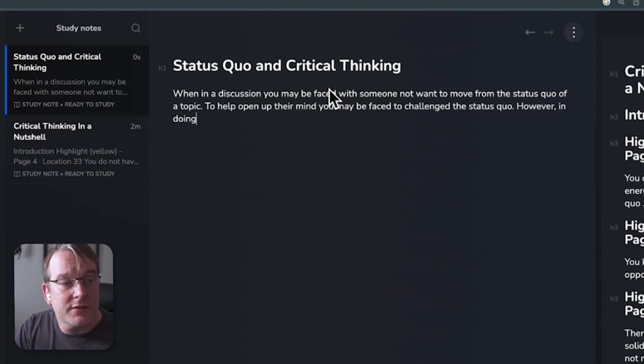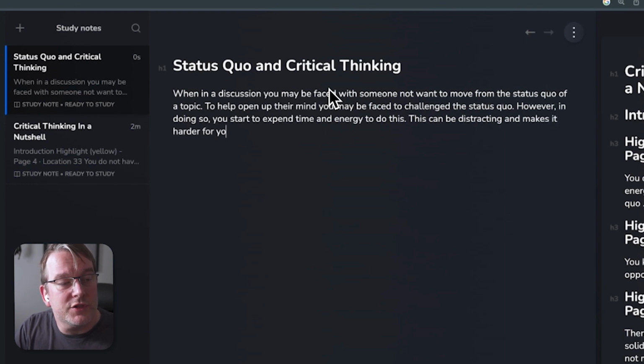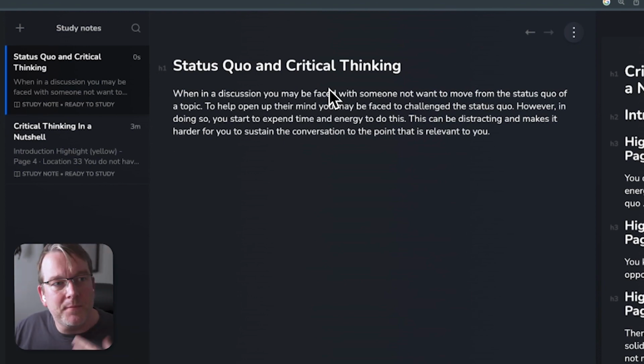However, in doing so, you start to expend, is that a word? Expend energy, time and energy to do this. This can be distracting and makes it harder for you to sustain the conversation to the point that is relevant to you. So something along those lines. I would probably spend a little bit more time on this note in particular because that's quite complicated. However, I think it's a good start for what we have.